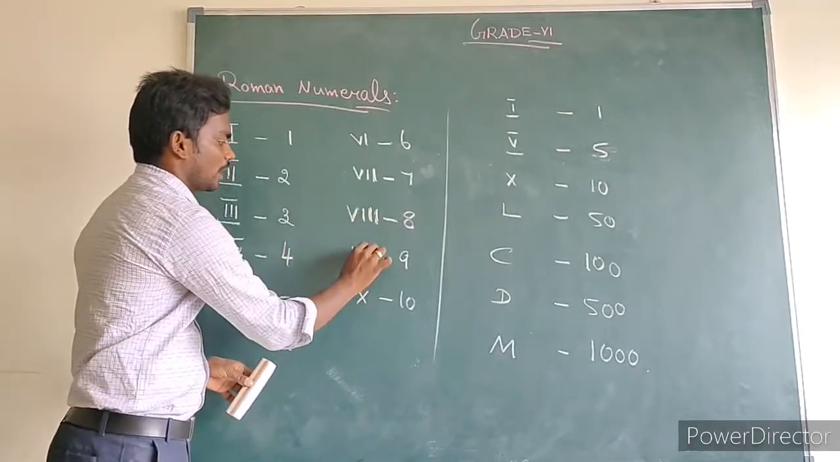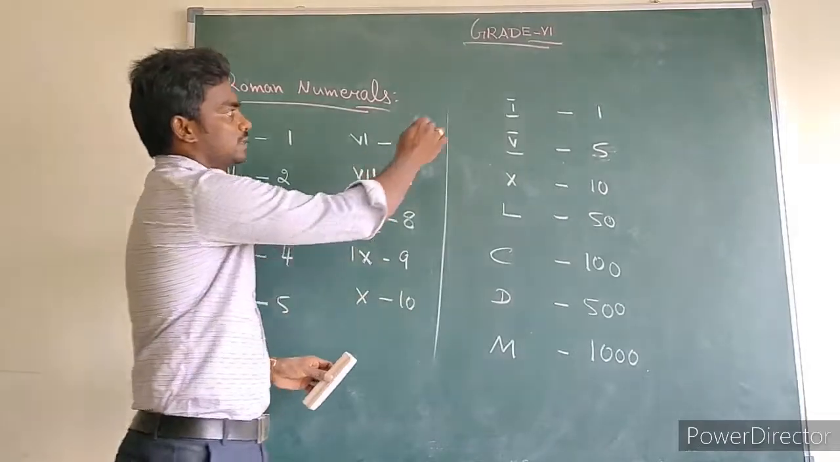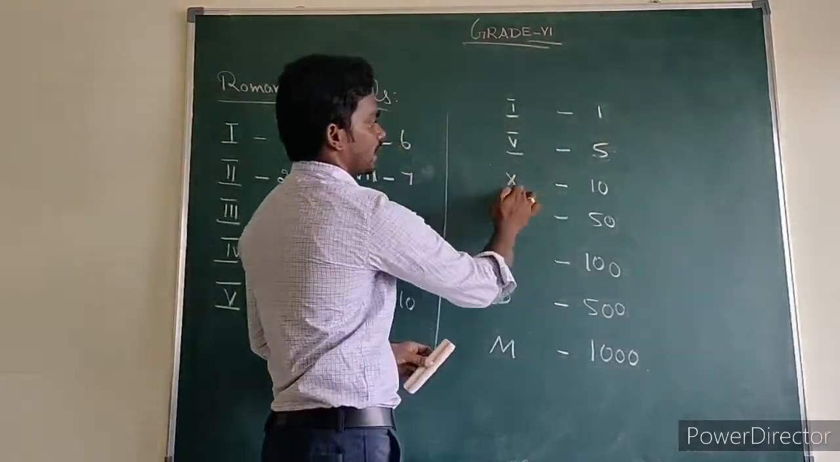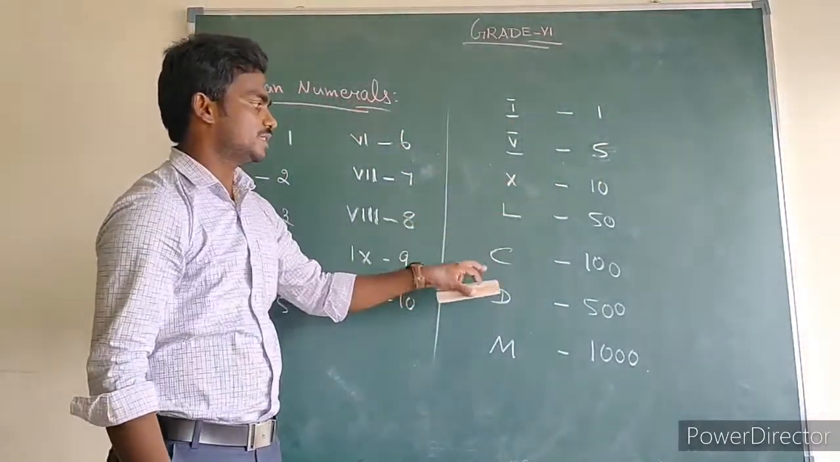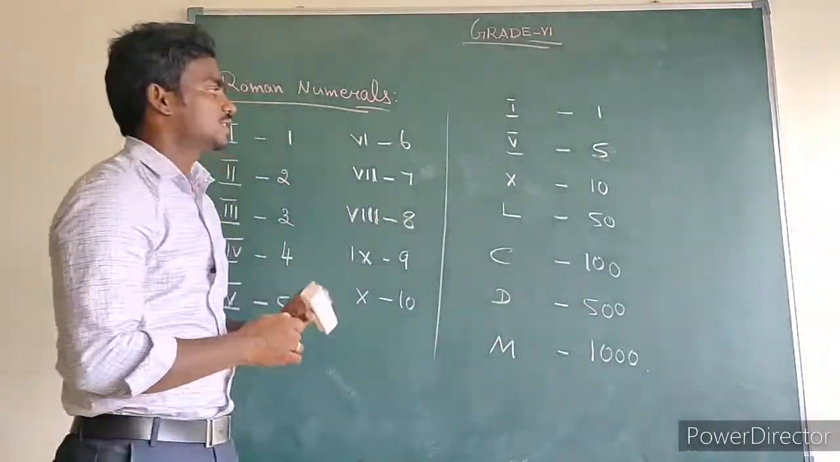So IX is equal to 9, and X is equal to 10. See, I is equal to 1, V is equal to 5, X is equal to 10, L is equal to 50, C is equal to 100, D is equal to 500 and M is equal to 1000. So these are the Roman numerals.